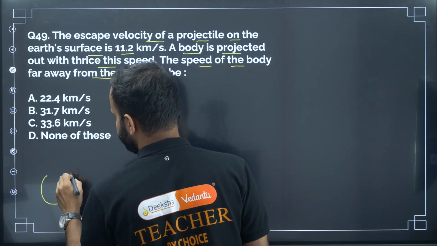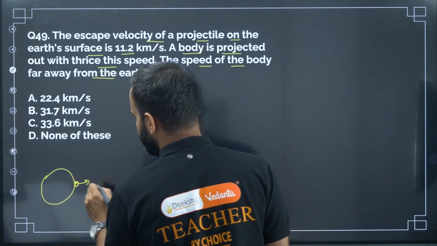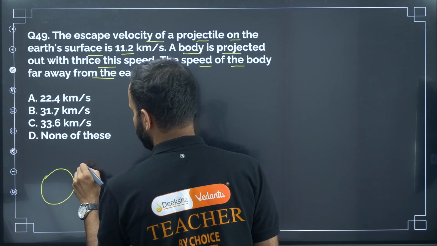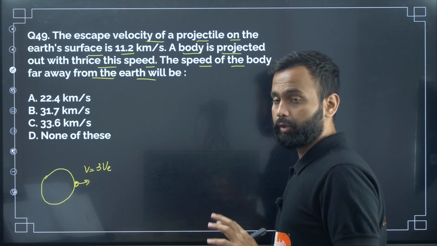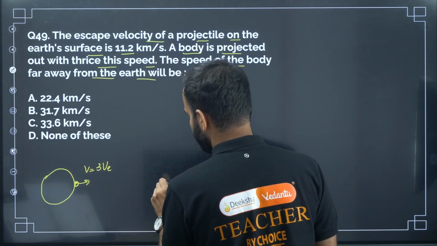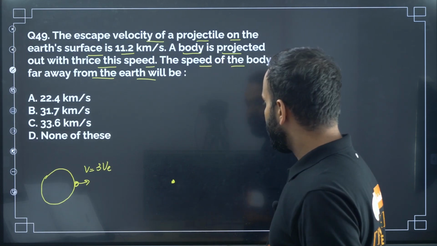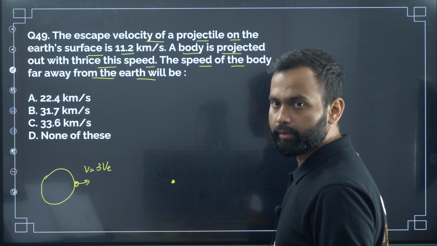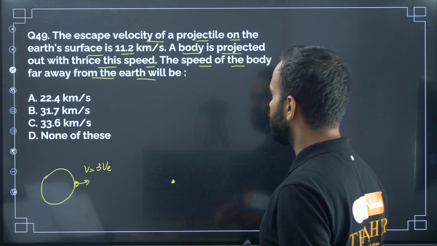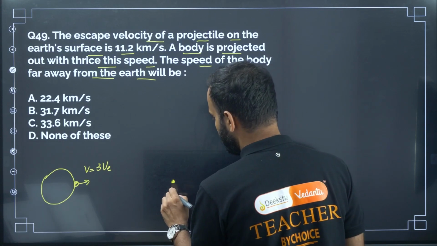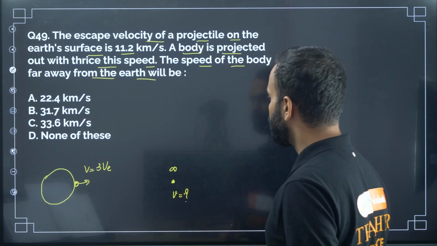So this is the Earth. From the surface of the Earth, the particle is projected. The velocity of the projectile is 3 times the escape velocity. So the object is somewhere here. At this point the gravitational potential energy is 0. We need to find the speed of the body far away from the Earth, that is, the speed of the body at infinity.